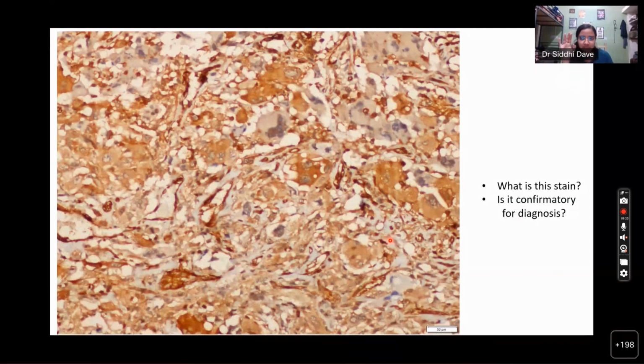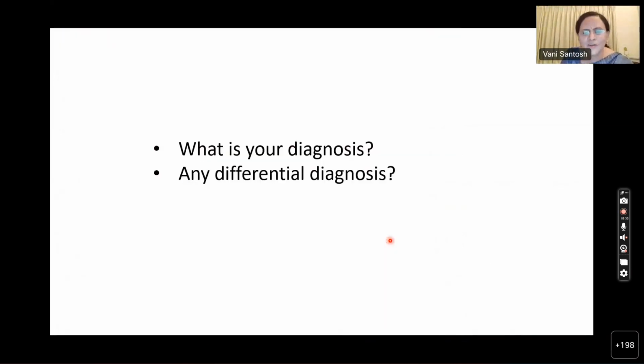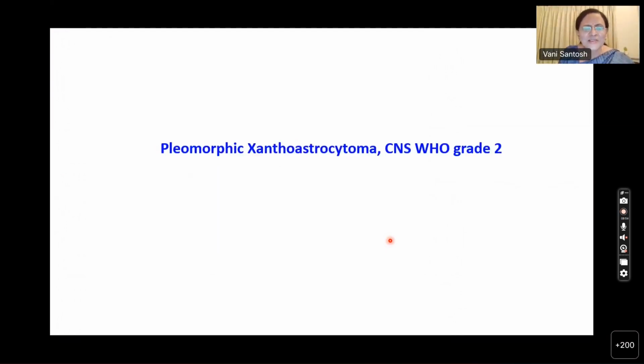Yes, ma'am, Siddhi. It's very good, Siddhi. Full marks for you. So this is the V600E. So this has come strongly positive. So now, Siddhi, you tell me what is your diagnosis, and you have a differential diagnosis. This is pleomorphic xanthoastrocytoma, and the differential is glioblastoma, epithelioid glioblastoma, and high-grade astrocytoma with piloid features. Wow, she's gone through WHO CNS very nicely. So yes, the diagnosis is pleomorphic xanthoastrocytoma.